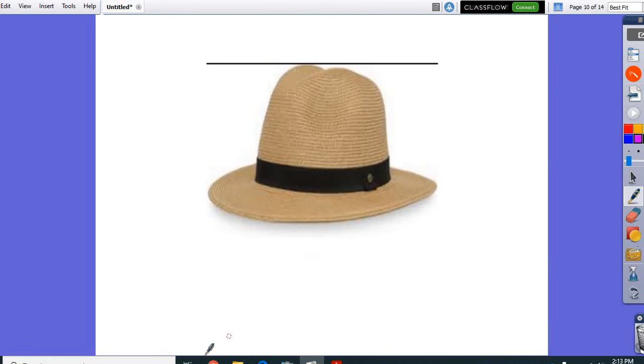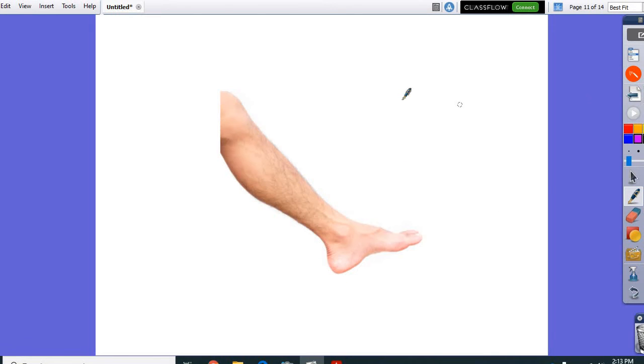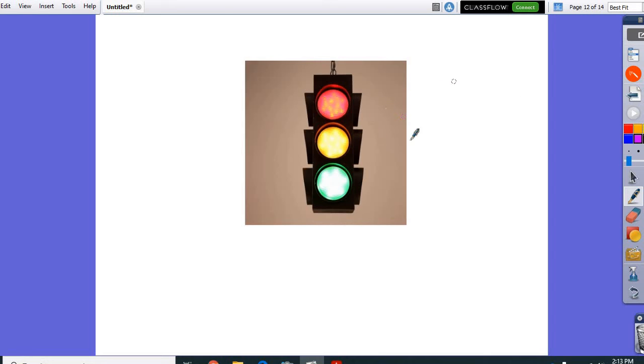What about hat? H, A, T. Very good. Ooh, what about leg? How many phonemes? L, E, G. Yep, it has 3. I told you a lot of the words are going to have 3. Not all of them, but a lot. Ooh, what about light? Yeah, it has 3 too. L, I, T. I just heard 3 sounds to make that word. L, I, T. Light. Very good.